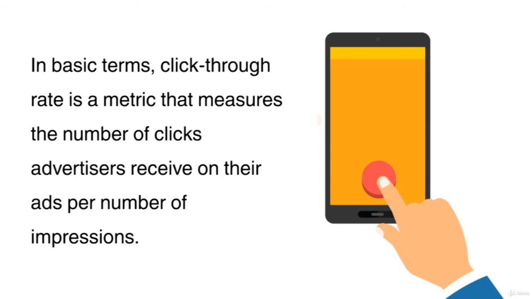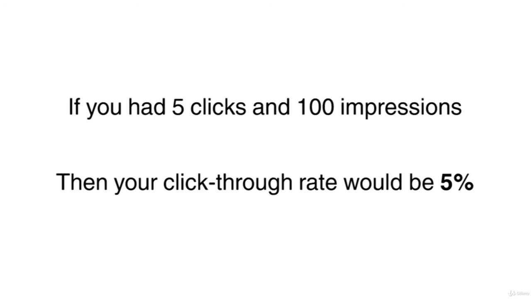In basic terms, click-through rate is a metric that measures the number of clicks advertisers receive on their ads per number of impressions. For example, if you had 5 clicks and 100 impressions, then your click-through rate would be 5%.